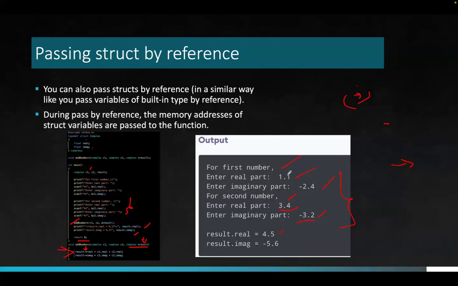So result.real is the addition of the real numbers 1.1 and 3.4. The imaginary part is minus 2.4 and minus 3.2. 1.1 and 3.4 is nothing but 4.5. Minus 2.4 and minus 3.2 is nothing but minus 5.6. This is how it gets calculated and assigned. So we understood how a function can expect an argument as a structure and return a structure, and also expect a pointer as a reference variable to the structure. So these are the three different ways possible and accessed in C.